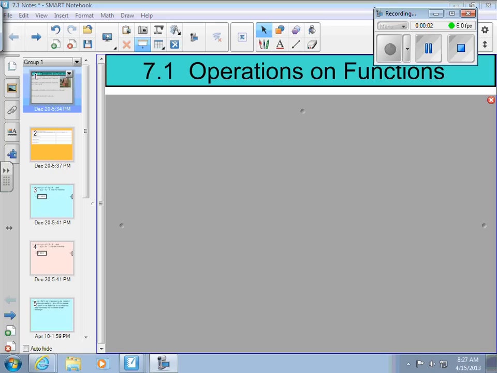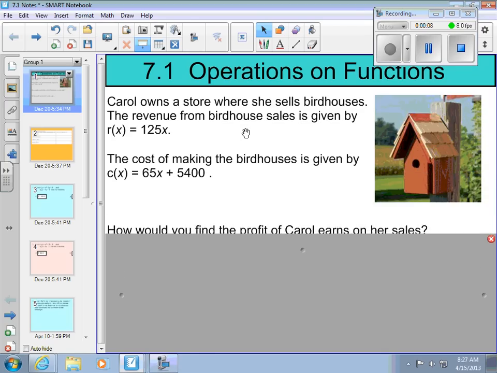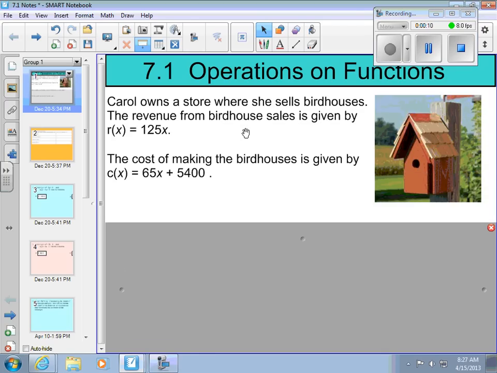Today we're going to start chapter 7. We're going to be looking at operations on functions. This first example is a little word problem. It says Carol owns a store where she sells birdhouses. The revenue from birdhouse sales is given by the function r of x equals 125x. The cost of making the birdhouses is given by this other function as seen on your note sheet.